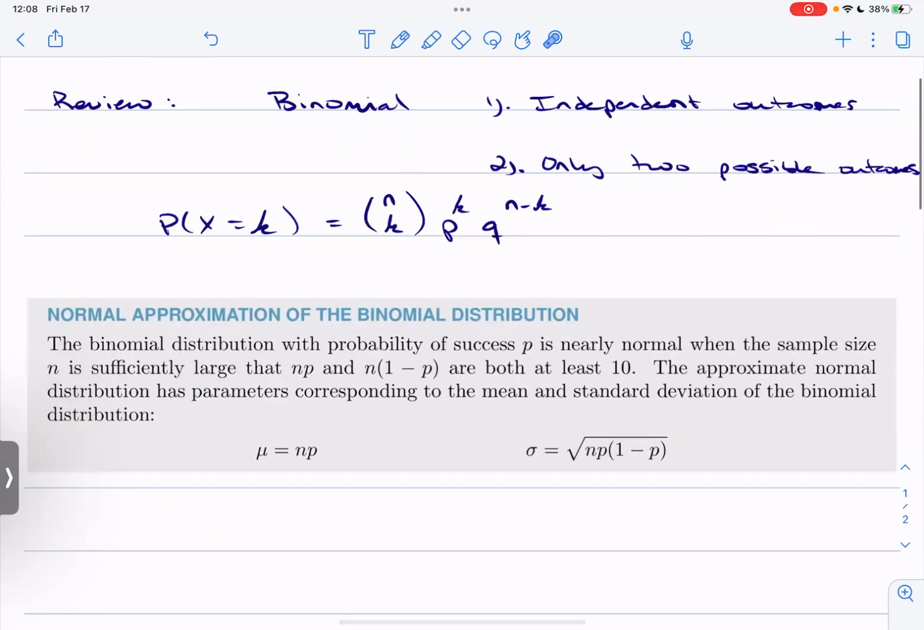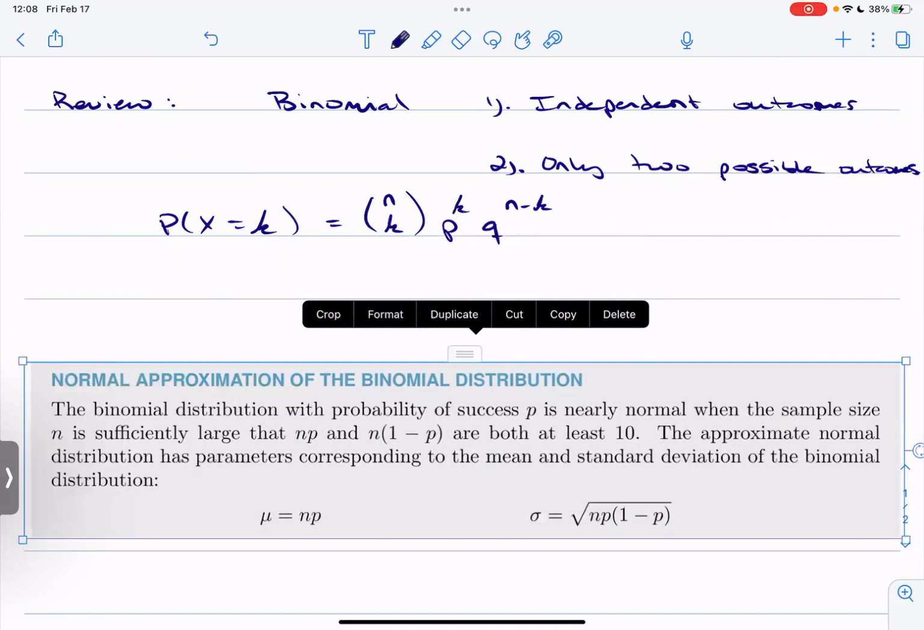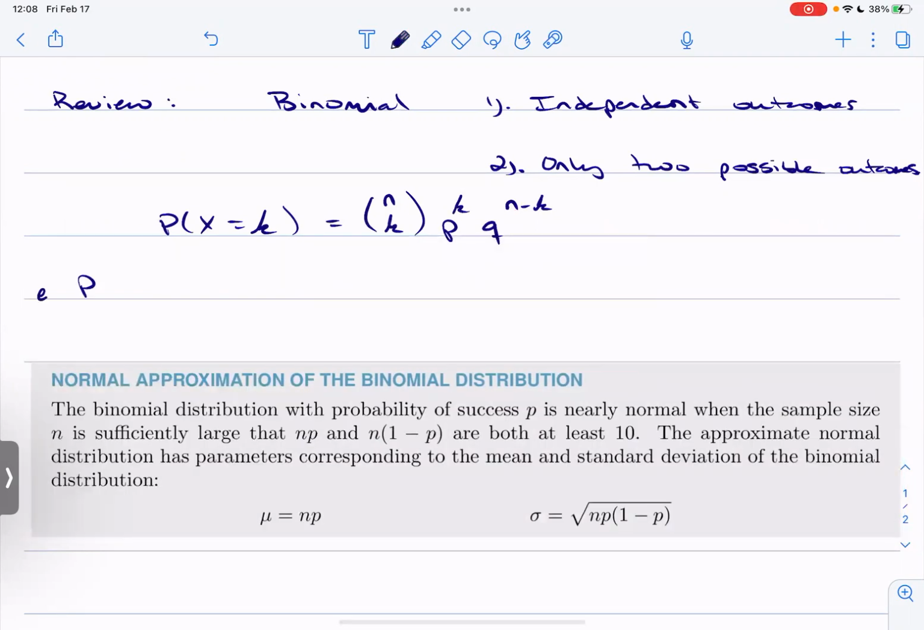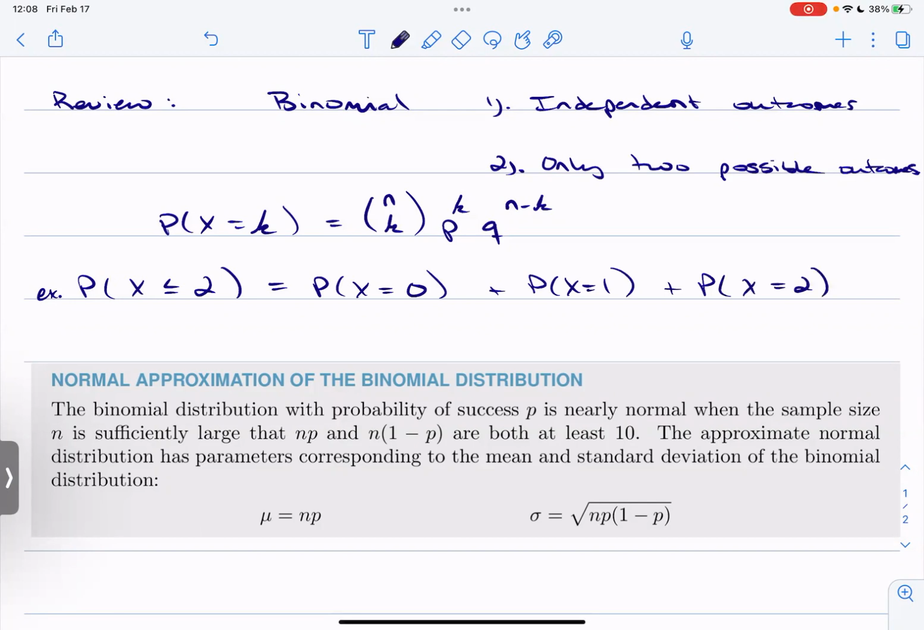And we found things like, for example, the probability that x is less than or equal to 2. What did we have to do? We had to find the probability that x equals 0 plus the probability that x equals 1 plus the probability that x equals 2. So we had to do this calculation 3 times and add them up.